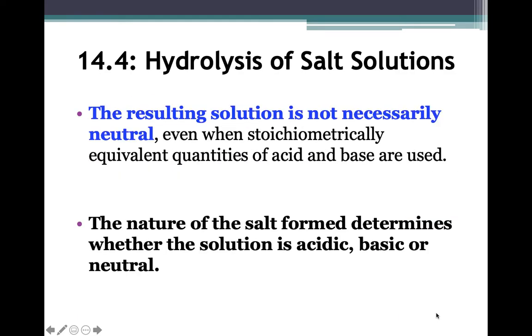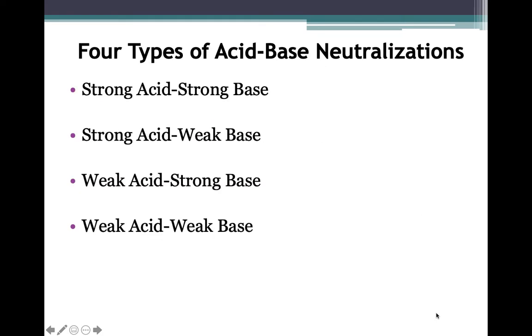So it is not necessarily a neutral solution, even if we have the same amount of acid reacting with the same amount of base. That's because the nature of the salt is very important and what it does in solution. That salt will determine whether the solution will be basic, acidic, or neutral. So we have four possibilities since we have strong and weak acids and bases. We're going to go through each one of these. This video might be a little long and I apologize in advance.